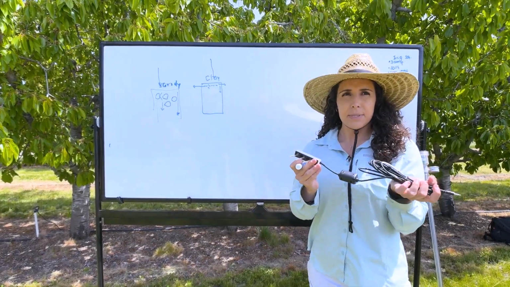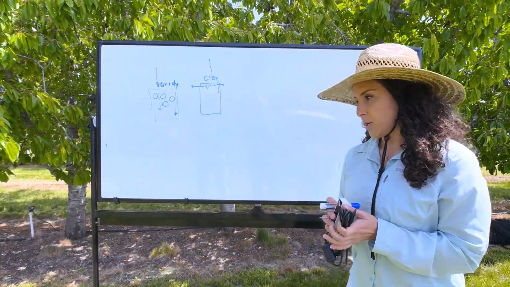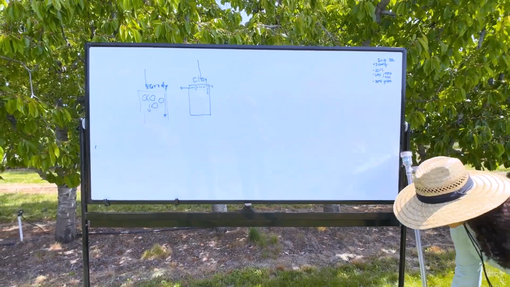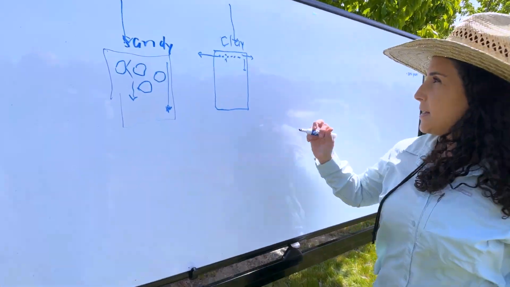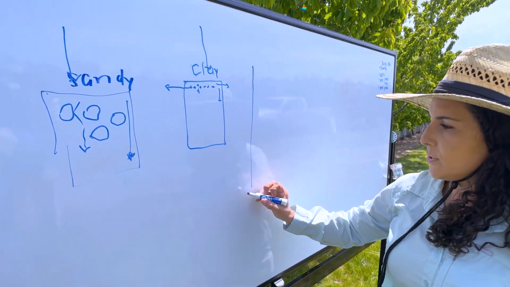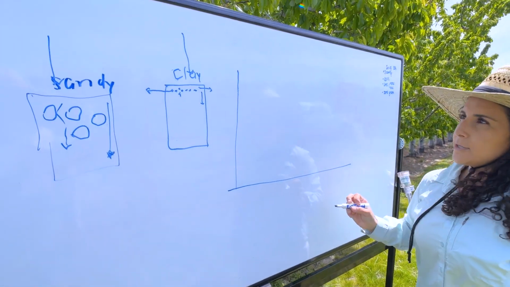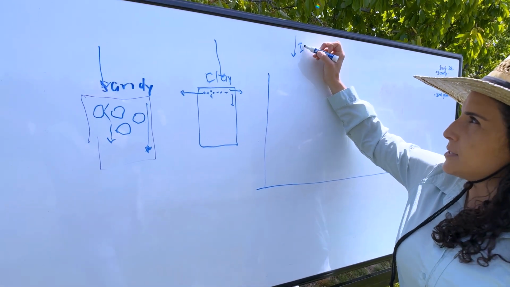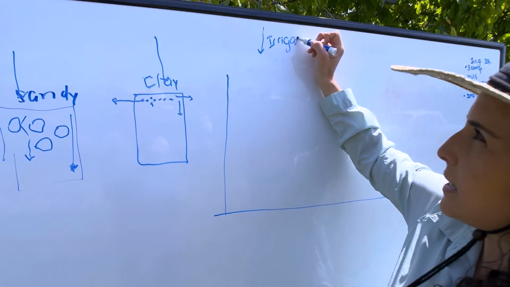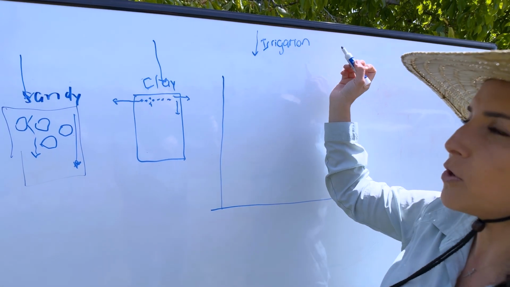And all these sensors are going to give data, so we're going to understand what that data means. If we have a sensor, this is the kind of data that we're going to obtain. So let's say you're going to irrigate today. This is irrigation, and you're measuring volumetric water content.